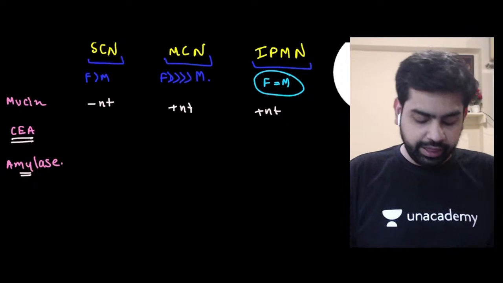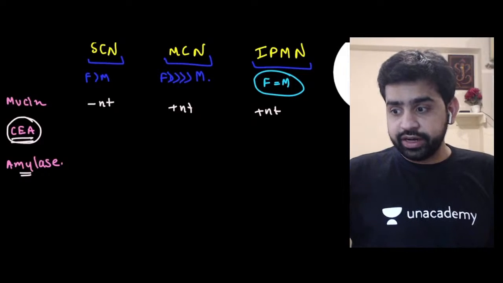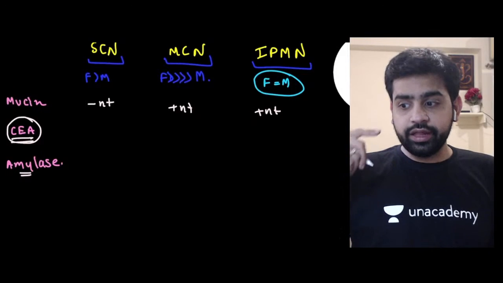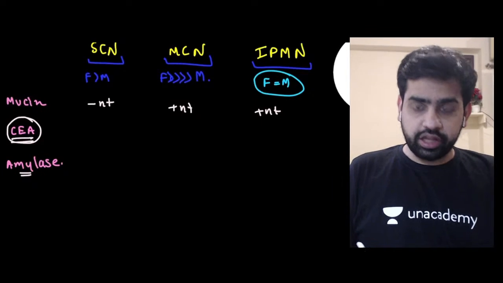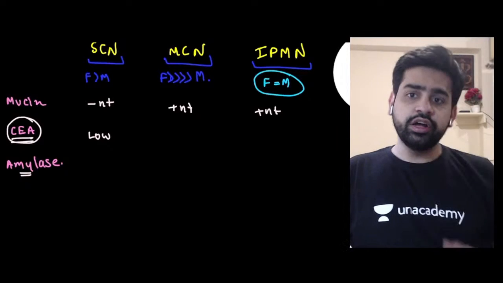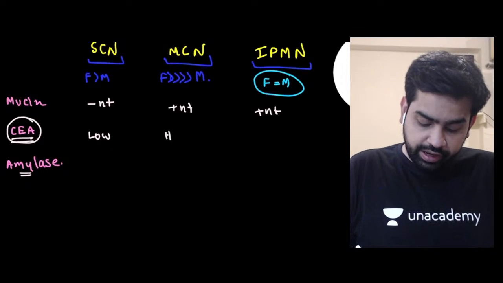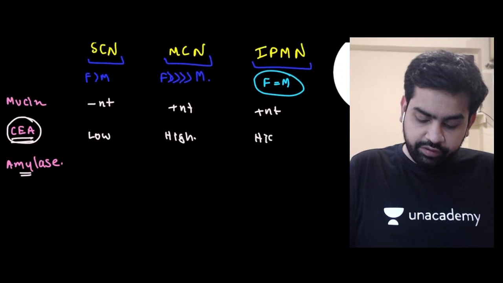Now coming to the CEA. Now CEA, if at all it is elevated, it is indicating that it is a malignant kind of a lesion. So in the serous cystic neoplasia, what about the CEA? CEA level is low. What about the mucinous cystic neoplasia? Here the CEA level is high. And what about the IPMN? Here also the CEA level is high.